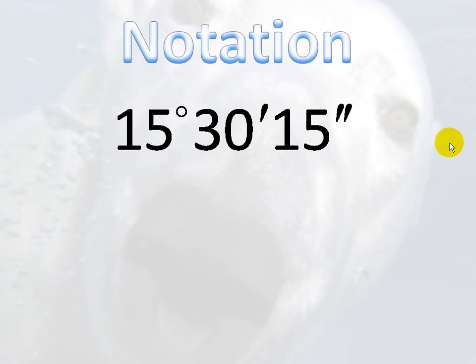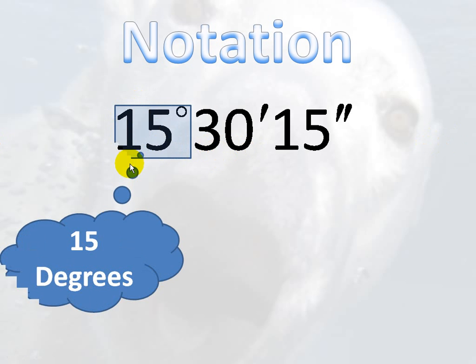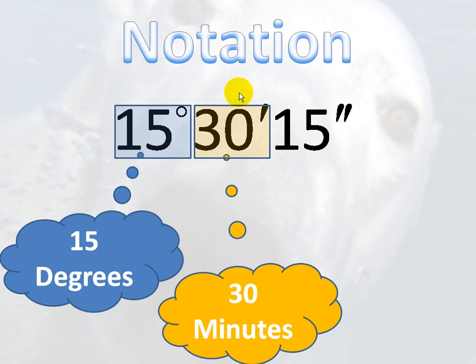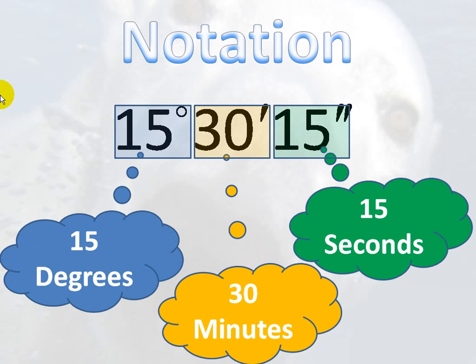So let's explore this notation a little bit further. Let's suppose that we have this. Okay? Here we have 15 degrees, 30 minutes, and finally 15 seconds. So this is the way we would write things if we're using degrees, minutes, and seconds, and we want to express fractions of degrees. We have 15 whole degrees, and then 30 minutes, and then 15 seconds above that. Okay, so there's a little bit about the notation.